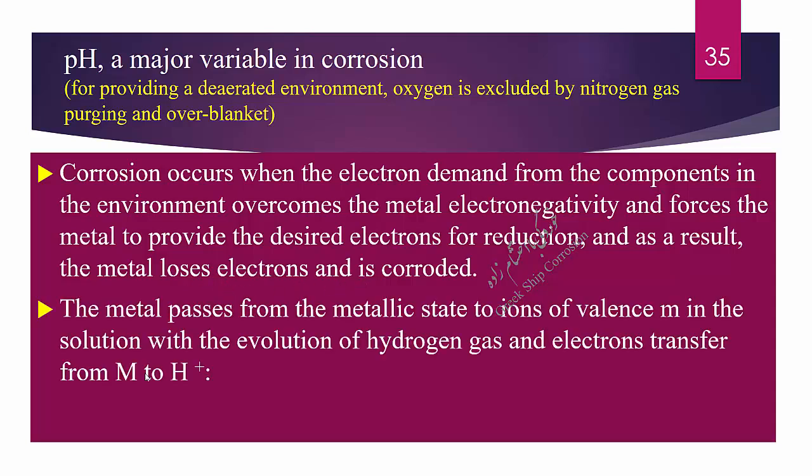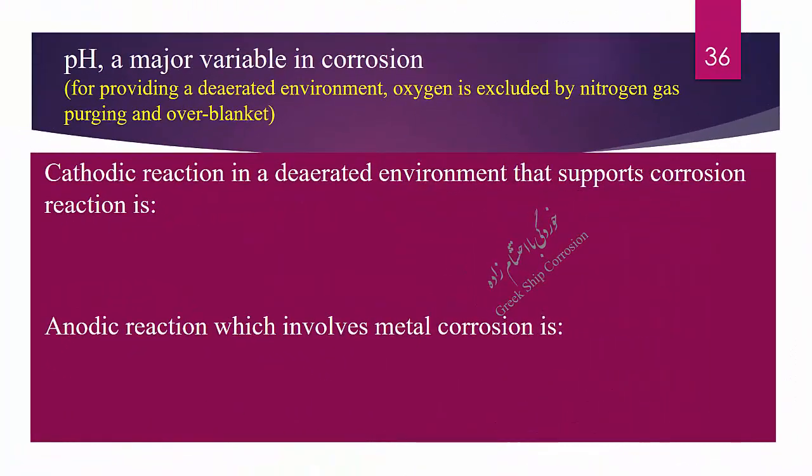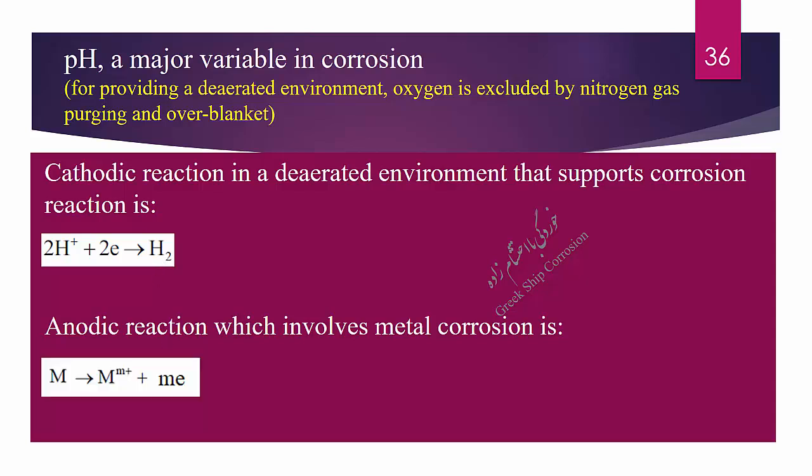The metal passes from the metallic state to ions of valence M in the solution with the evolution of hydrogen gas and electrons transfer from M to H+. Cathodic reaction in a deaerated environment that supports corrosion reaction is 2H+ plus 2 electrons produces hydrogen gas. Anodic reaction, which involves metal corrosion, is M converts to M^m+ plus m electrons.